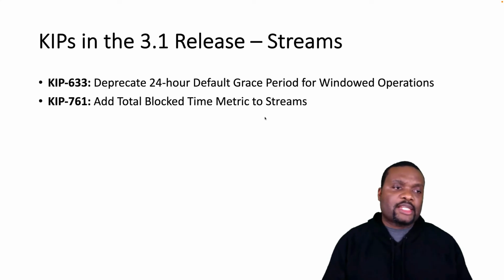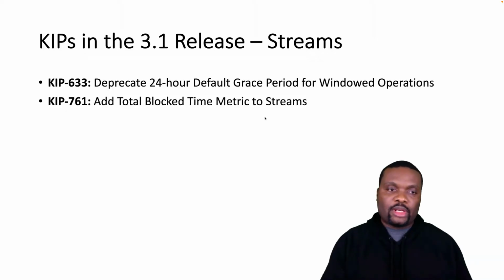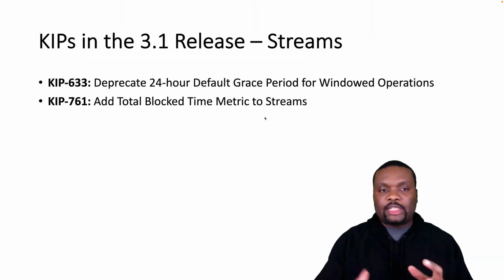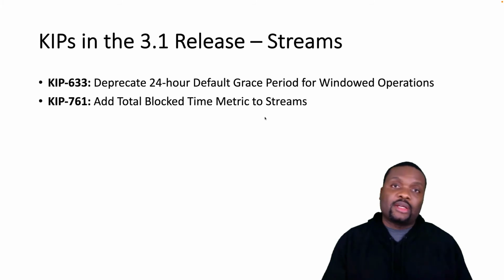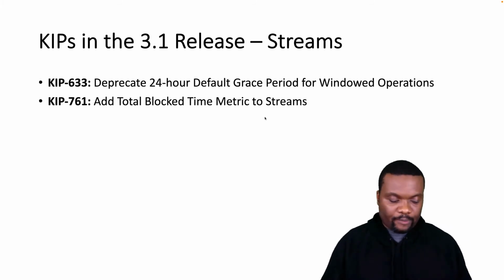This one is KIP number 761. It is about adding the total block time metrics to Kafka Streams, which allows us to effectively understand how much the Streams application is waiting for things to happen, and how much time is actually being spent processing the actual event data from Apache Kafka. This KIP allows us to keep track of the block time, where it is just waiting for input from the Kafka brokers, and how much time is being spent processing the data. So that's the general gist for that one.